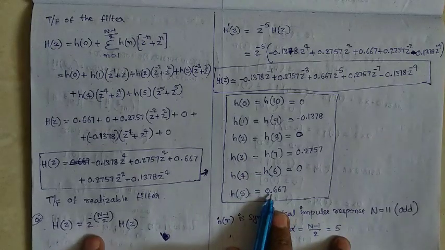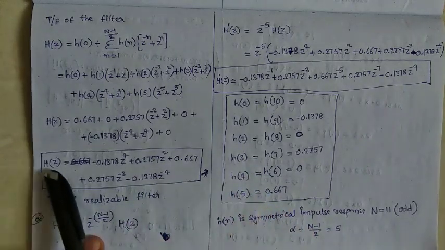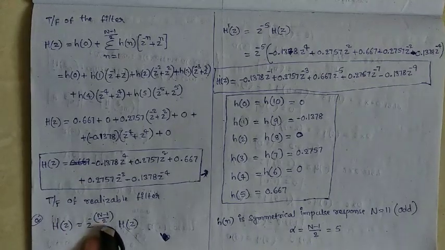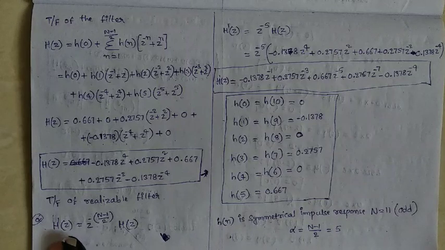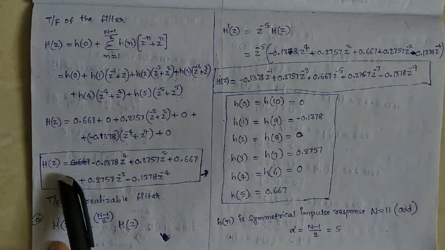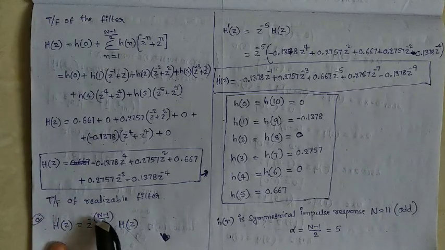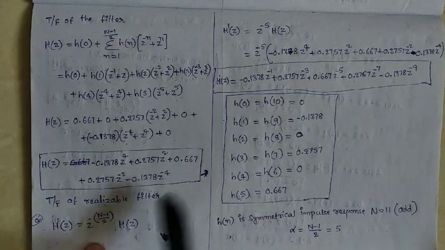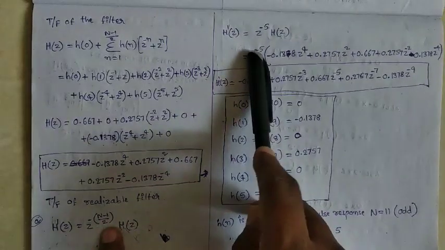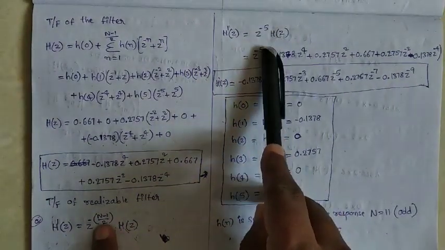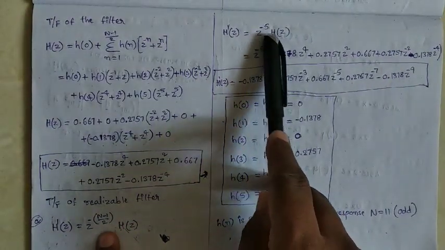This can be obtained by multiplying this H(z) with z^-(N-1)/2. It is denoted by H'(z). H'(z) is the transfer function of the band rejection FIR filter. To obtain this we multiply H(z) with z^-(N-1)/2. Here (N-1)/2 value is 5, since capital N value is 11.